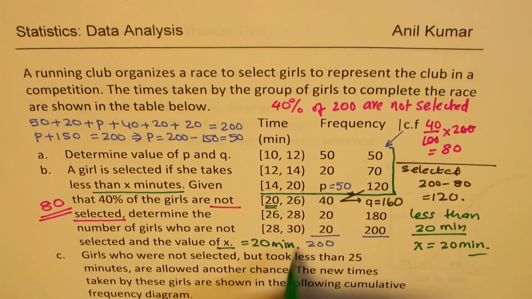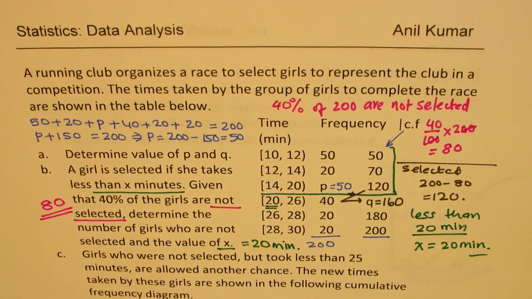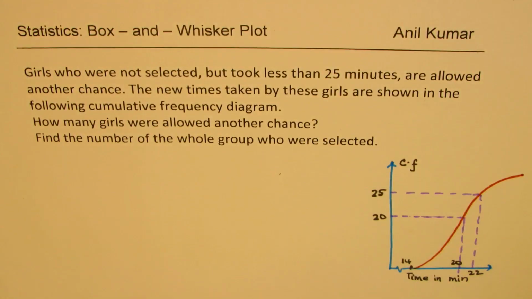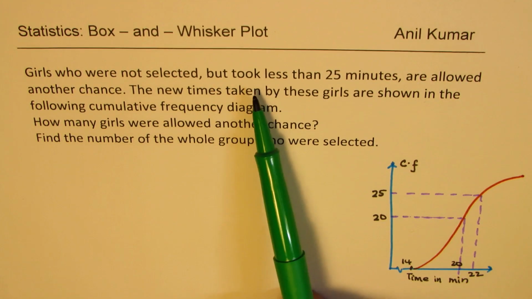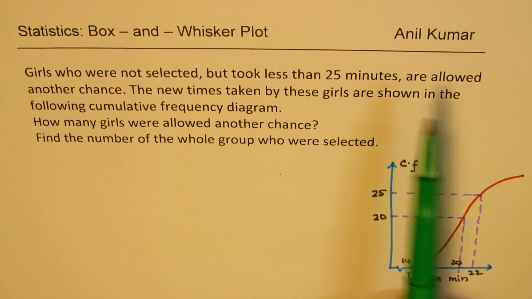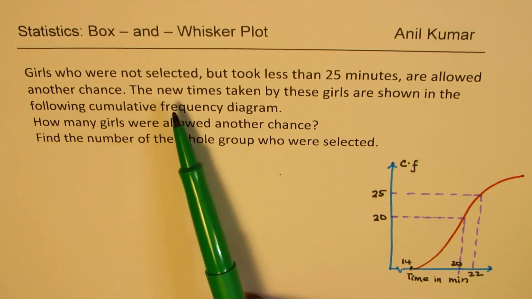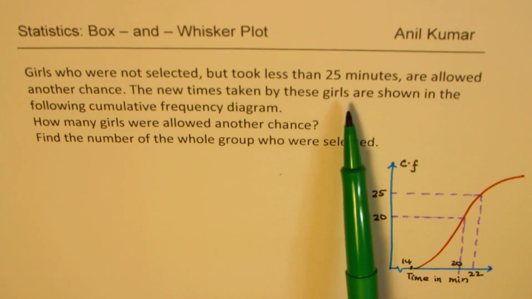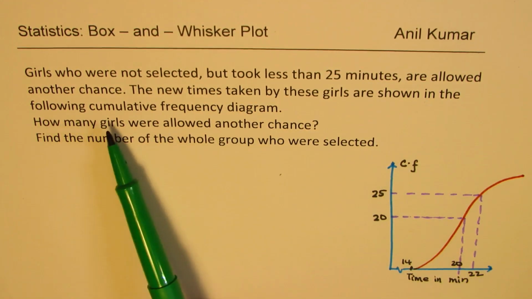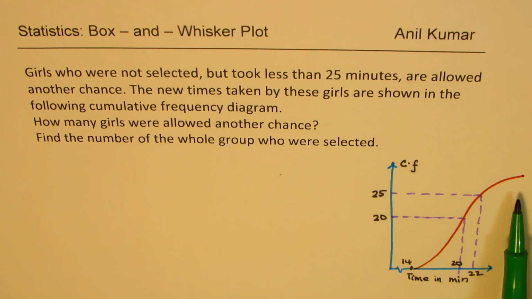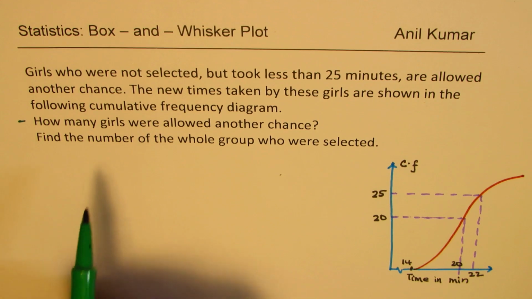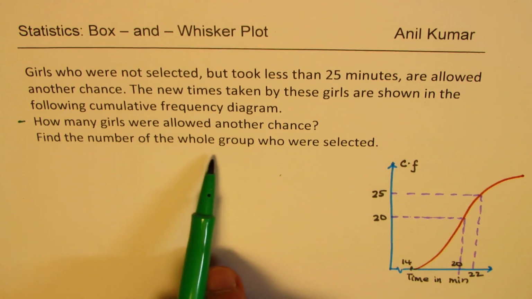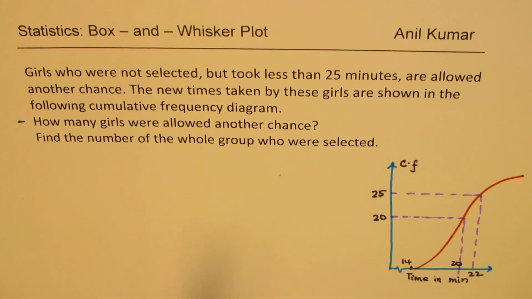Now let's look into part C. The girls who are not selected but took less than 25 minutes are allowed another chance. The new times taken by these girls are shown in the following cumulative frequency diagram. How many girls were allowed another chance? That is the first part. Second is find the number of the whole group who were selected.